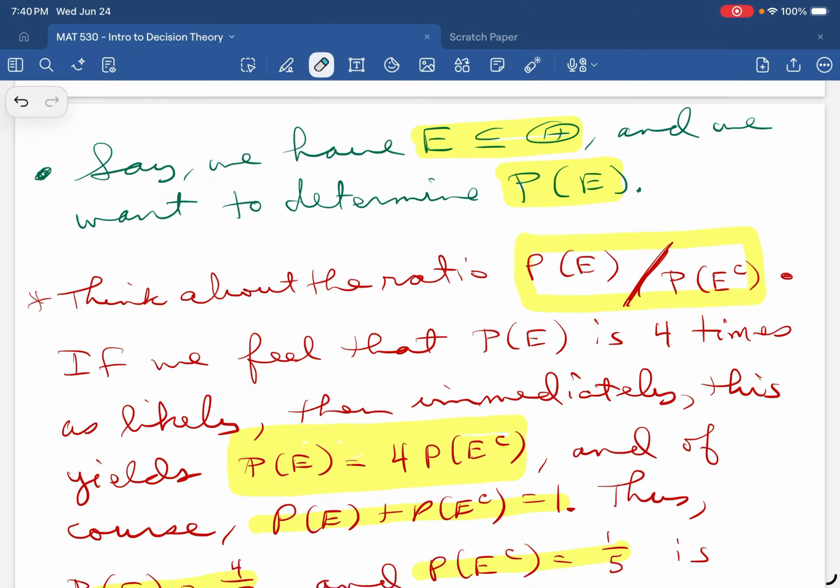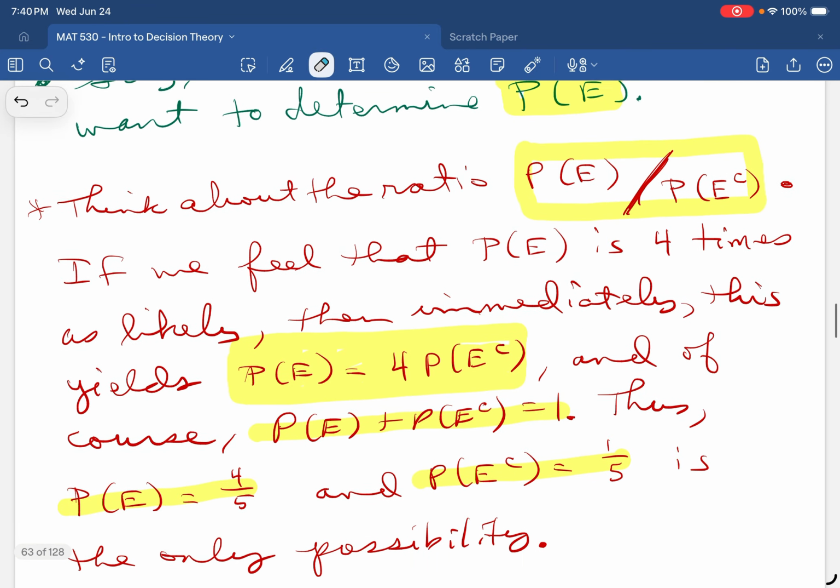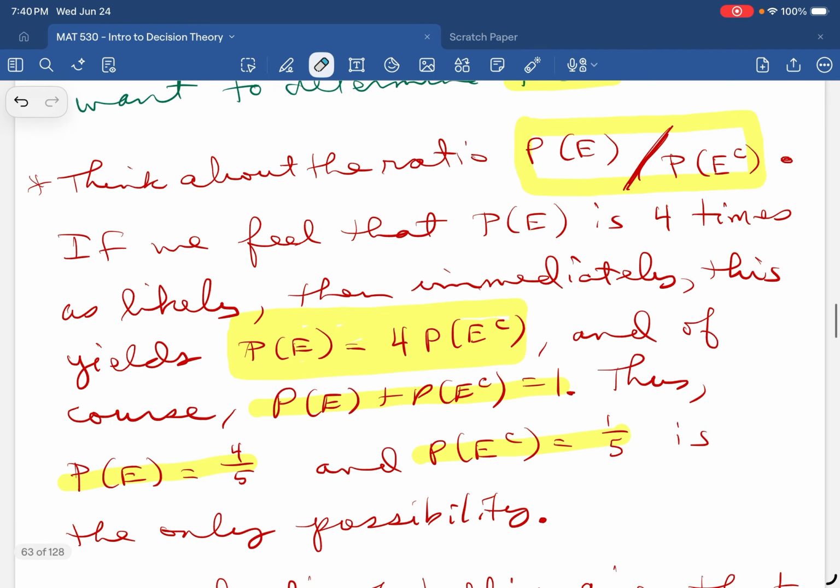Then that would lead us essentially to a system of equations, 2 equations and 2 unknowns, right? Because we would have the probability of E equals 4 times the probability of E complement. And then as always, the sum of those two must be 1. And so you solve that system of equations, and then now you have probabilities assigned to each one.